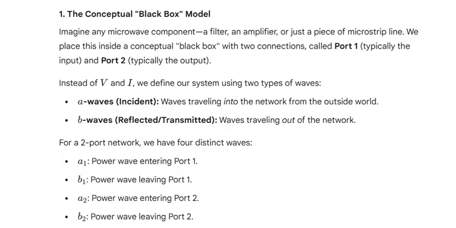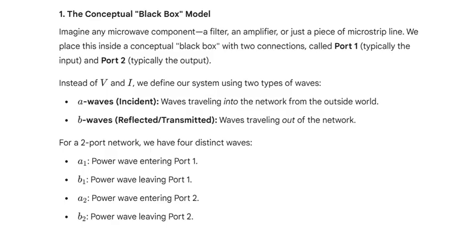The conceptual black box model. Imagine any microwave component, a filter, an amplifier, or just a piece of microstrip line. We place this inside a conceptual black box with two connections, called port 1, typically the input, and port 2, typically the output. Instead of V and I, we define our system using two types of waves: A waves, incident waves traveling into the network from the outside world; B waves, reflected or transmitted waves traveling out of the network.